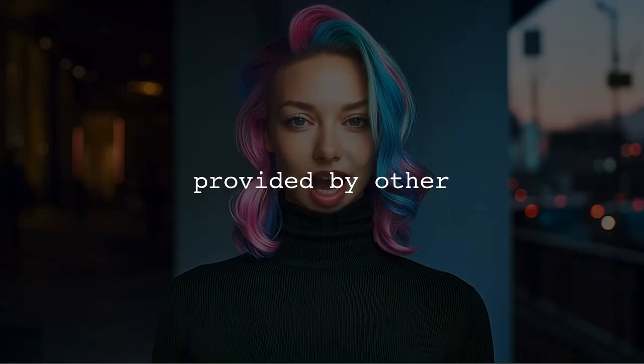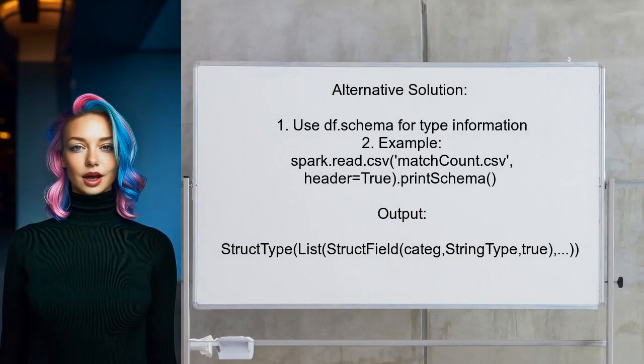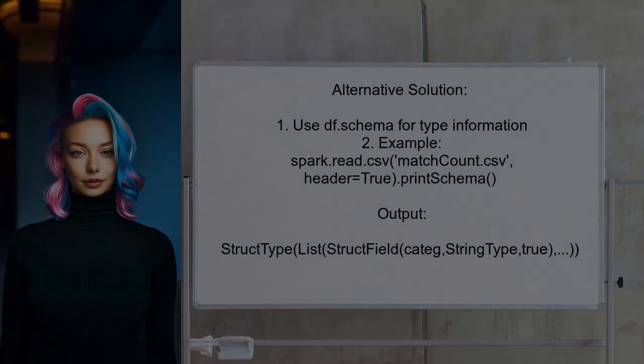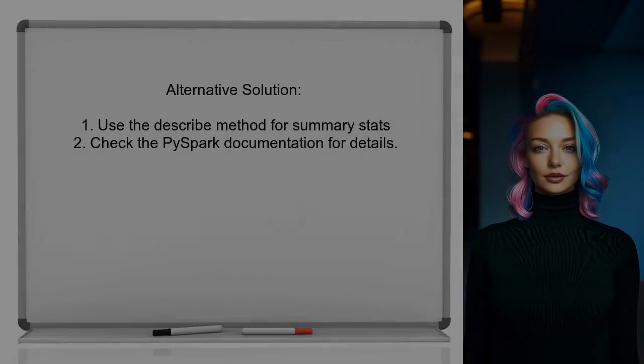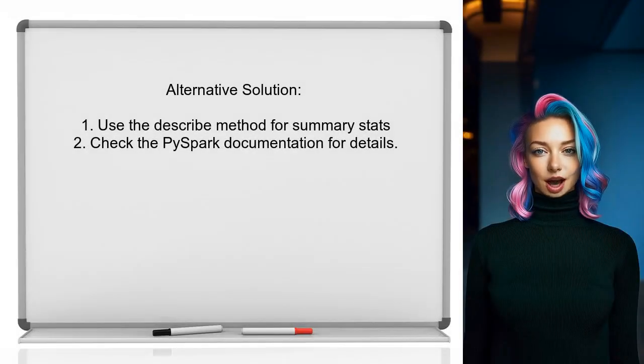Now, let's look at the answers provided by other users. One alternative approach is to use the df.schema method to get type information about your data frame. For example, you can read a CSV file and print its schema to see the structure and data types. Additionally, for summary statistics, you can utilize the describe method from the PySpark documentation. This will give you a summary of key statistics for your data frame.